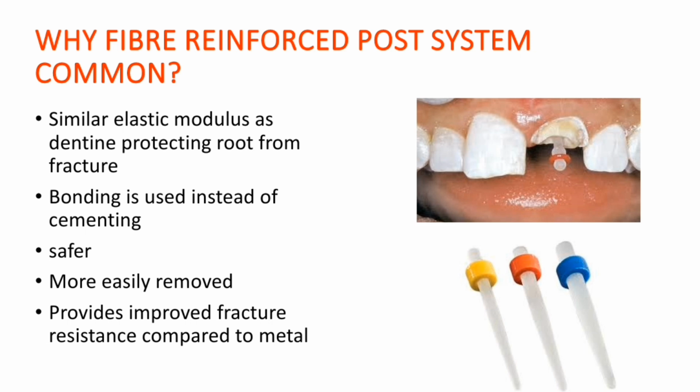Why? Because of the following reasons. They have a similar elastic modulus as dentine, protecting the root from fracture. Thus, bonding is used instead of cementing. It is safer to use, they can be easily removed if needed, and it provides improved fracture resistance compared to metal. We can see in this picture a fiber reinforced post.